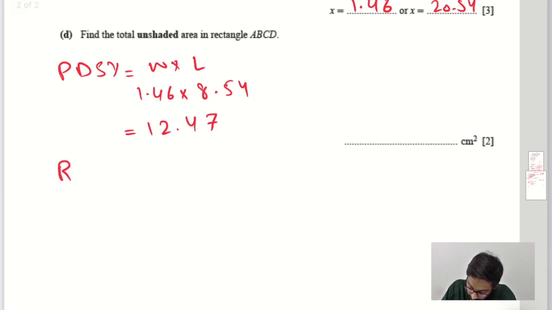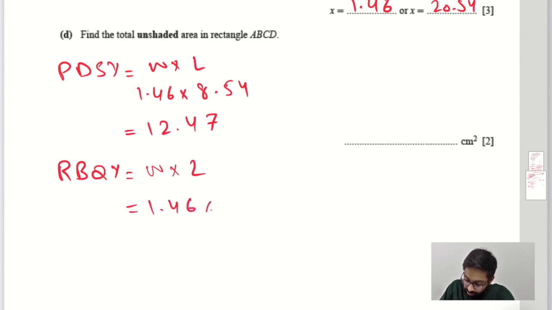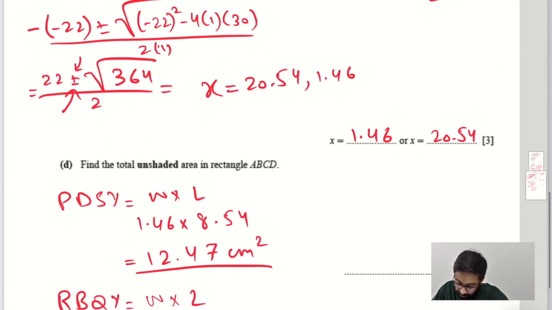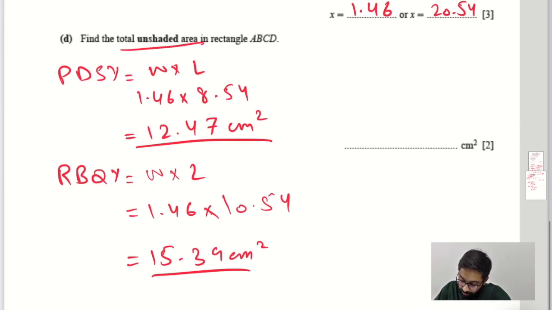Okay, then let's find the area of RBQY. RBQY is equal to width times length. The width is of course 1.46, times the length is 10.54. Okay, this was centimeter square. Sorry, I forgot to write that. So 1.46 times 10.54 gives us 15.39 centimeters squared.